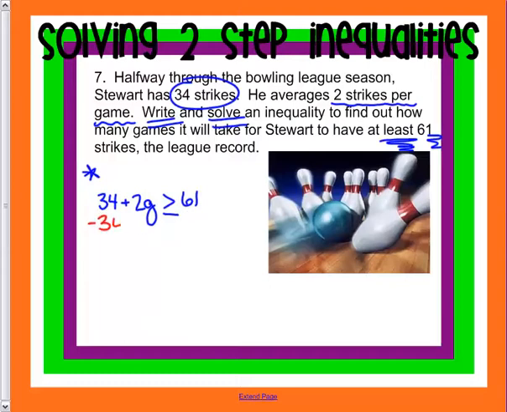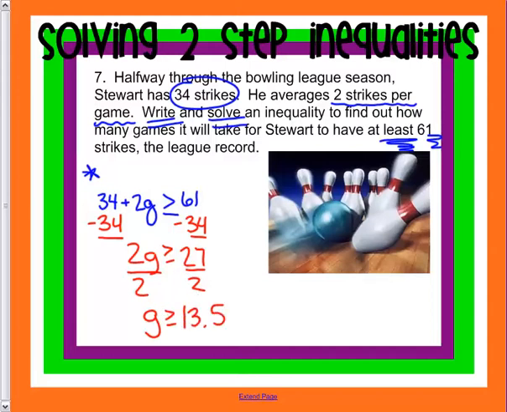So now we're going to take 34 away from both sides, and we're left with 2g is greater than or equal to, and if we take 61 minus 34, we get 27. Okay, so now we've got to divide by 2 on both sides, and it's not a negative, so the sign stays the same, and 27 divided by 2 is going to give us a fractional number. So 13.5 games. It'll take him 13.5 games in order to get to that record. Make sure that you have a label, games.